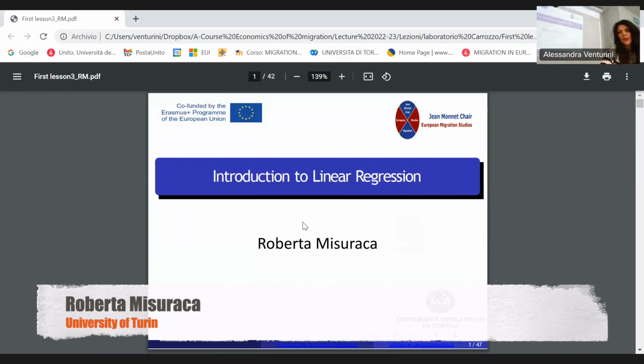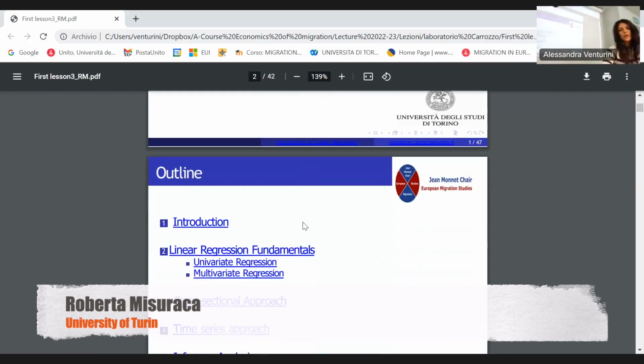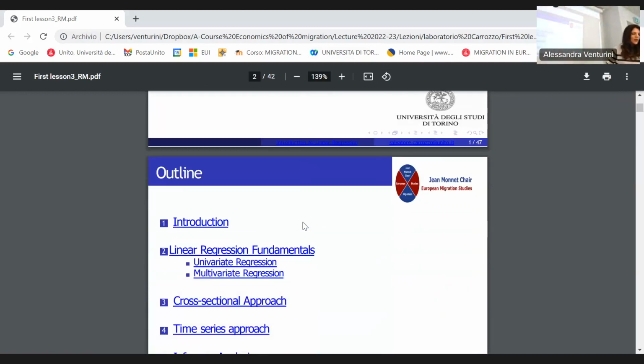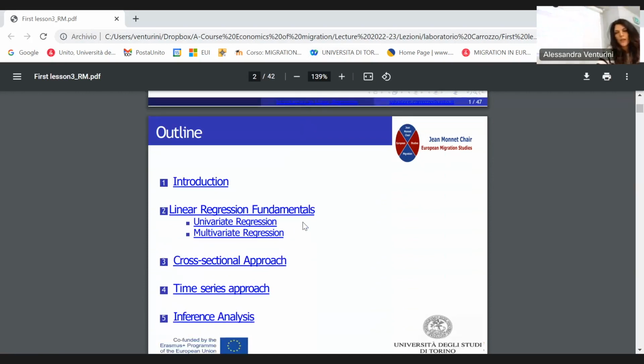Today we will address some of the most common topics of basic econometric analysis. Tomorrow we will focus on the most important topics in modern migration economics, such as migration and crime, the economic assimilation of immigrants, and so on.